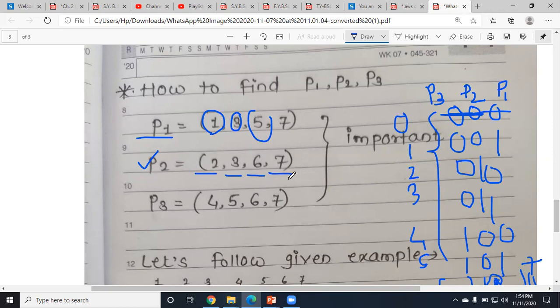Yeah, and the same we are going to do for P3. For P3, see, not 1, not 2, not 3, we have 4. Okay, we have 5, we have 6, and we have 7. Everyone understands what I did?